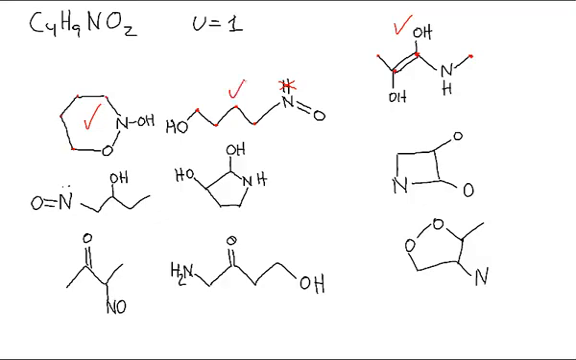All right, down here to the left, I've got 1, 2, 3, 4 carbons. I've got a nitrogen, 2 oxygens, 1 degree of unsaturation. This one works. This next one here with the ring, I like that. 1, 2, 3, 4. Nitrogen, 2 oxygens. That works.